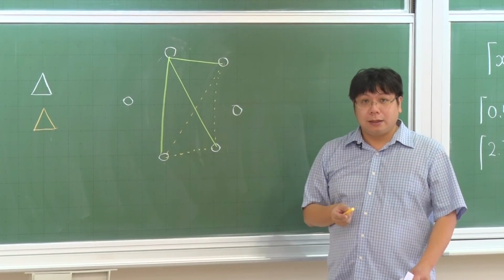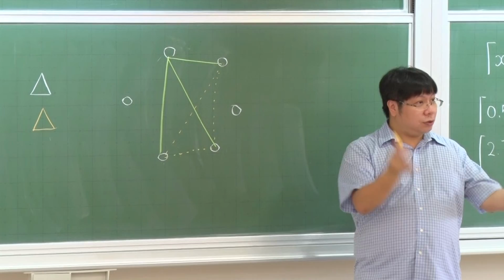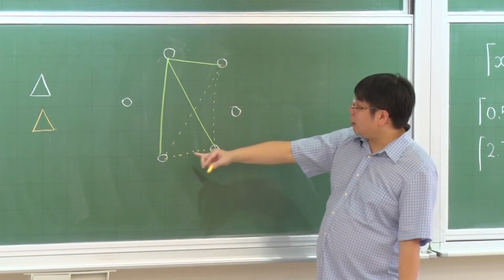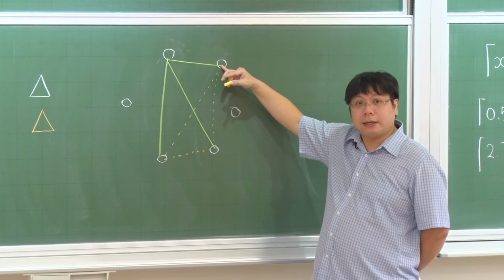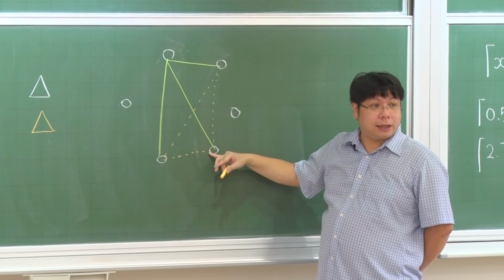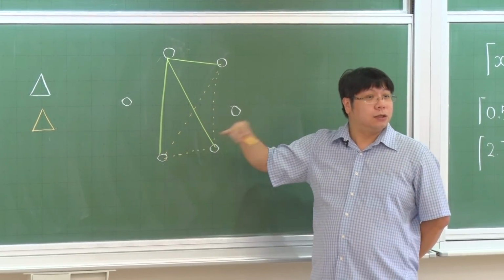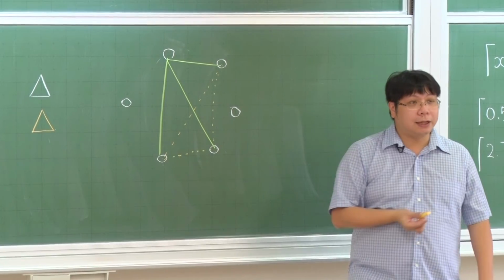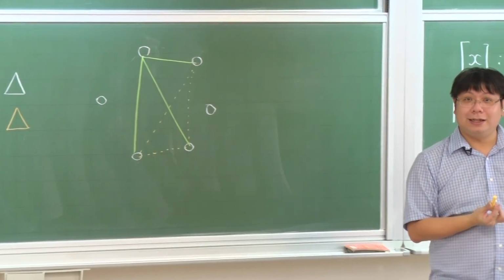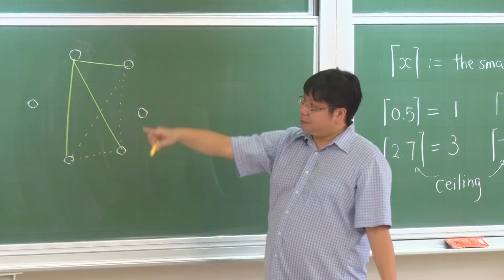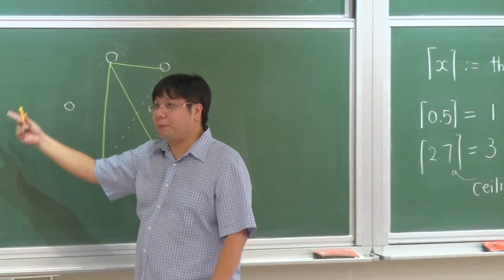So if we do not have a green triangle, then these 2 are joined by the other color, these 2 are joined by the other color, and these 2 are joined by the other color. So we have a triangle of the other color. Is that okay?